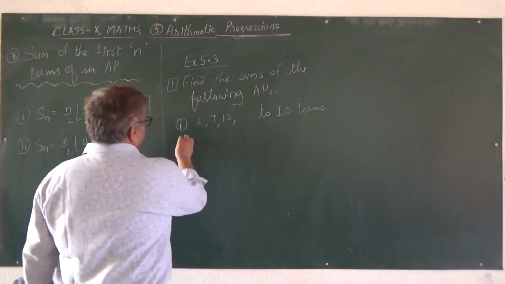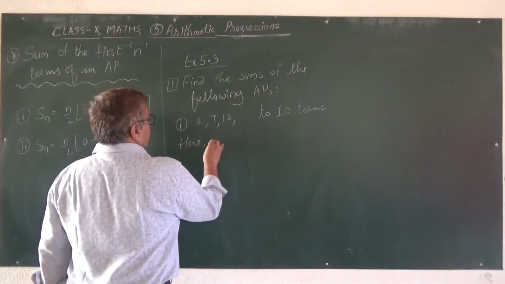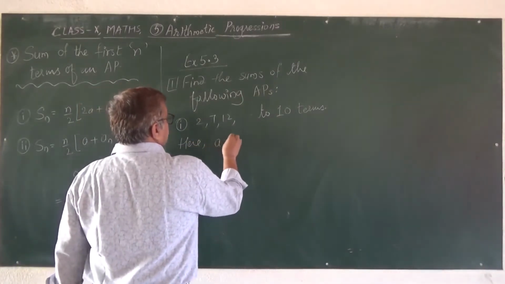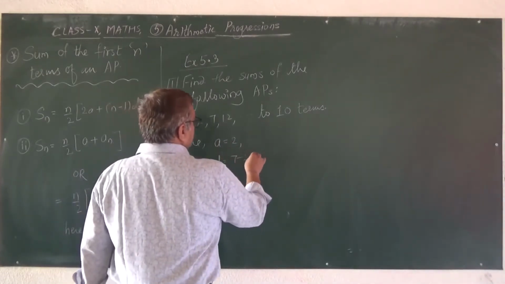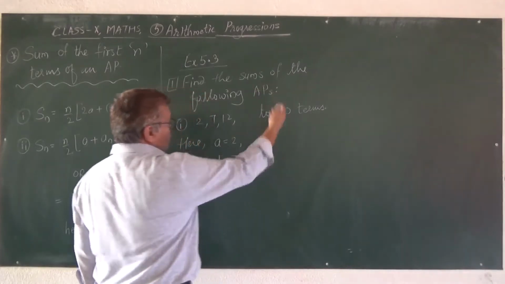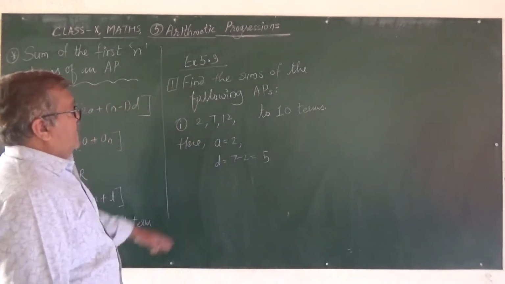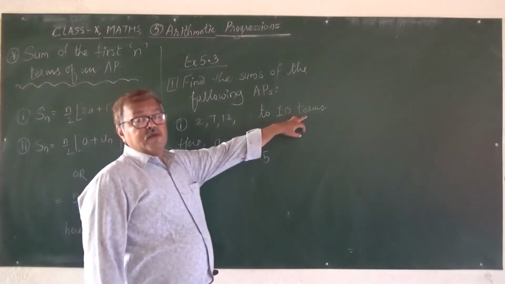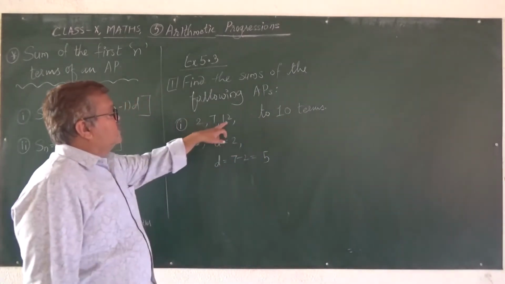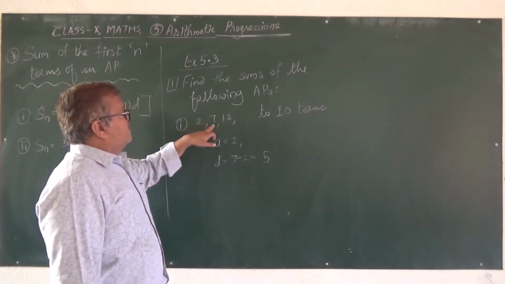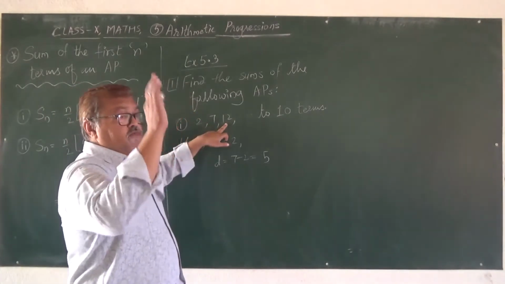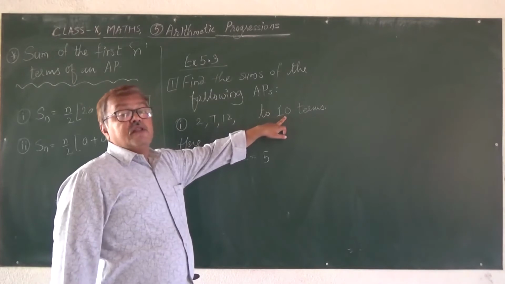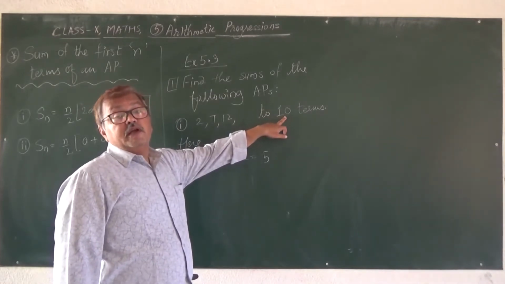So here, the first term a is 2, common difference d is 7 minus 2, which is equal to 5. It is already given as an AP, and you have to find up to 10 terms. Here you can see, first term is 2, second term is 7, third term is 12. What the fourth and fifth are we don't know, but they said calculate the sum up to first 10 terms.